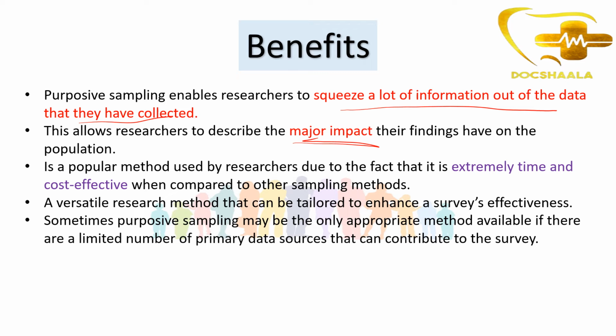It is a popular method used by researchers due to being extremely time and cost effective when compared to other sampling methods, of course. So that is how we can easily squeeze the information, and that is why it is extremely time and cost effective. Then, it is a versatile research method that can be tailored to enhance a survey's effectiveness. Sometimes purposive sampling may be the only appropriate method available if there is a limited number of primary data sources that can contribute to the survey. Okay.